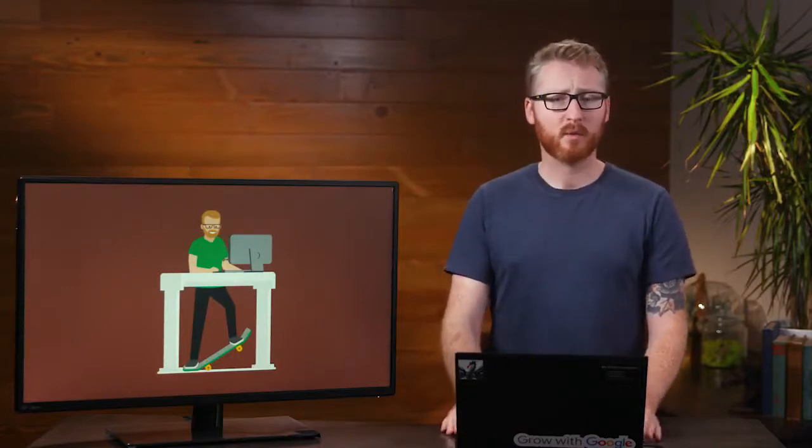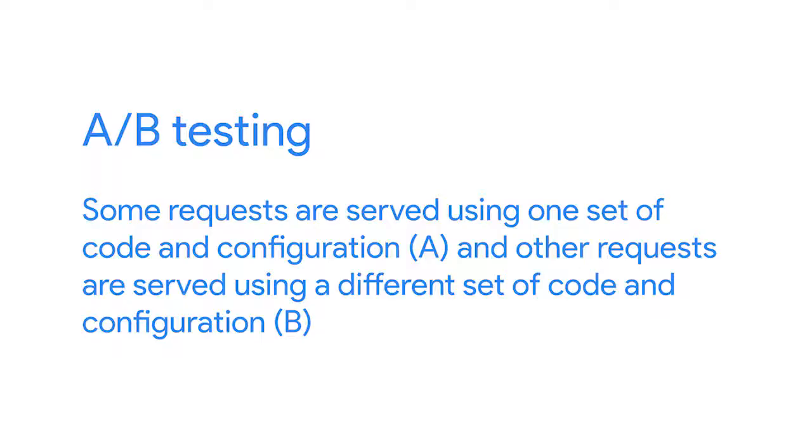Sometimes, you might want to experiment with a new service feature. You've tested the code, you know it works, but you want to know if it's something that's going to work well for your users. When you have something that you want to test in production with real customers, you can experiment using A/B testing. In A/B testing, some requests are served using one set of code and configuration, A, and other requests are served using a different set of code and configuration, B.